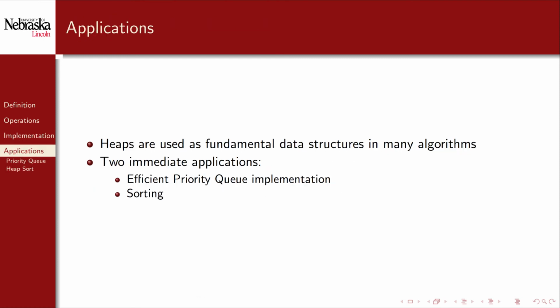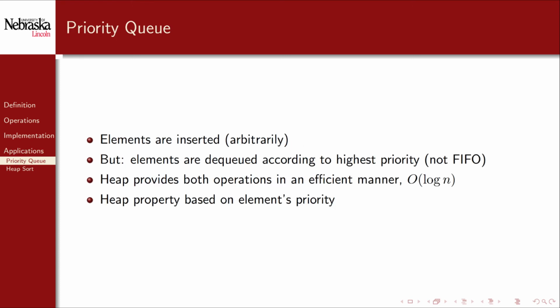Though heaps are restricted access data structures, they nevertheless still have many useful applications. Heaps are used in many algorithms to store elements so that they can be processed in order. We'll examine two immediate applications, priority queues and sorting. Recall that when we discussed queues, one variation was a priority queue. Elements may be inserted arbitrarily into a priority queue, but when removed, the next element out of the queue is the one with the highest priority rather than a FIFO ordering. Heaps provide exactly these operations, but in an efficient order log n manner.